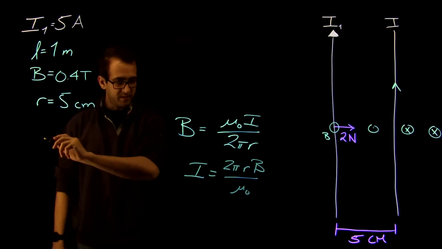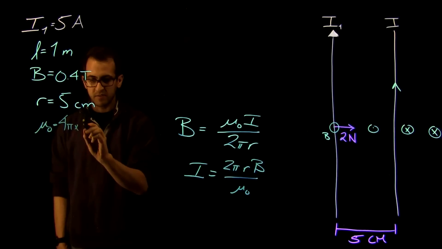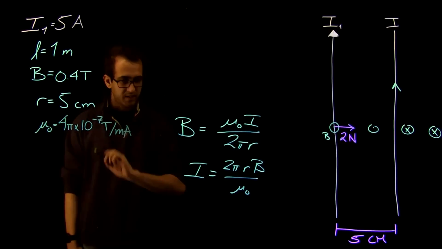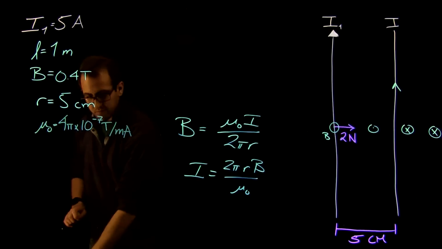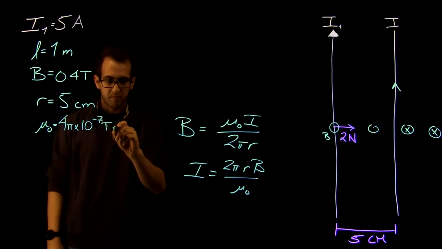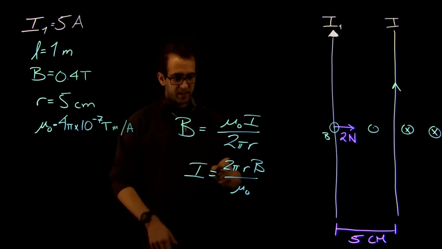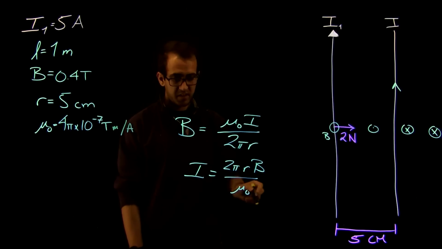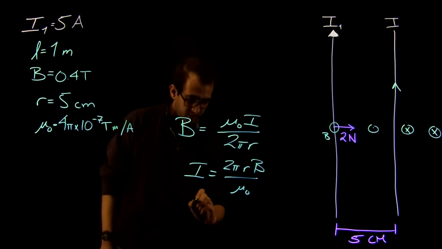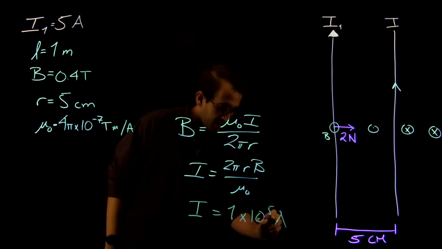If we substitute in values, we know that mu naught is equal to 4 pi times 10 to the minus 7 Tesla meters per amp. Sorry, I got the units wrong on that one. Tesla meters per amp. Now we can substitute all of that into our formula here. So we have 2 pi times 0.05 meters times 0.4 Tesla divided by 4 pi times 10 to the minus 7 Tesla meters per amp. And that will give us a value for the current I equal to 1 times 10 to the 5 amps.